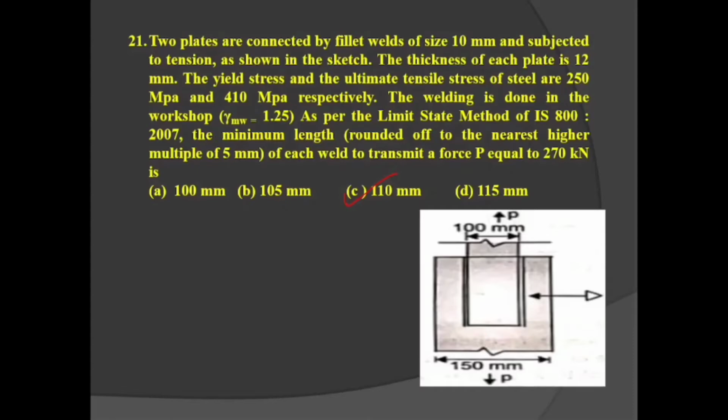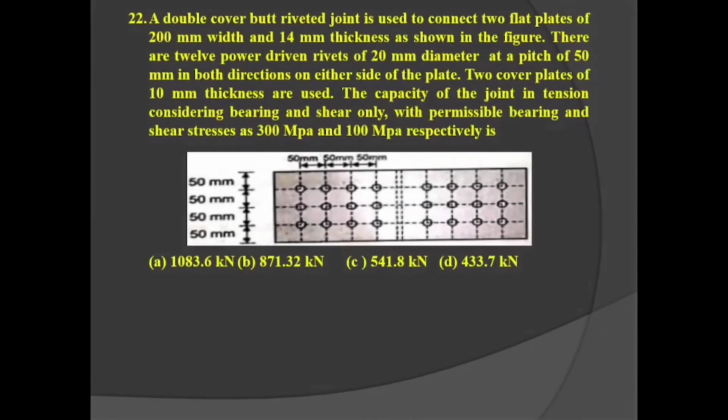Okay, so our next question, question number 22: a double cover butt joint (DCBJ) is used to connect two flat plates of 200 mm width and 14 mm thickness. There are 12 power driven rivets (PDFR) of 20 mm diameter at a pitch of 50 mm in both the directions as shown in the figure. Two cover plates of 10 mm are used. Find the capacity of the joint in tension considering bearing and shear only, with the permissible bearing and shear stresses given.